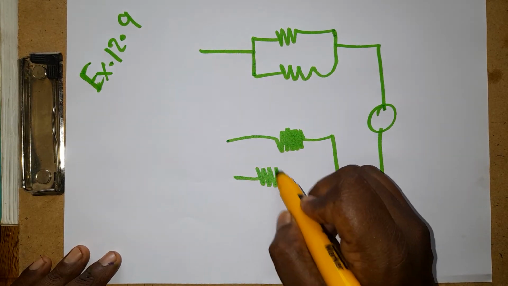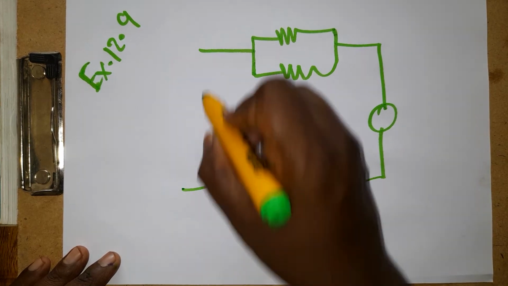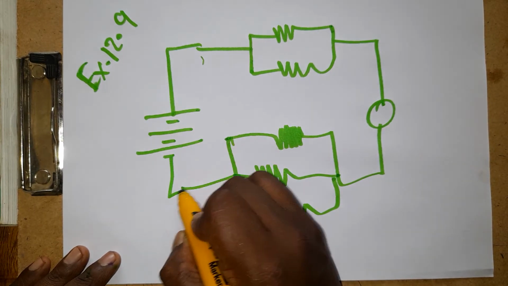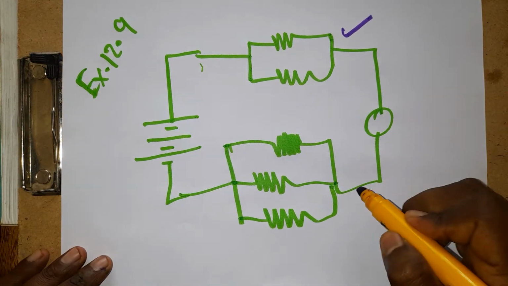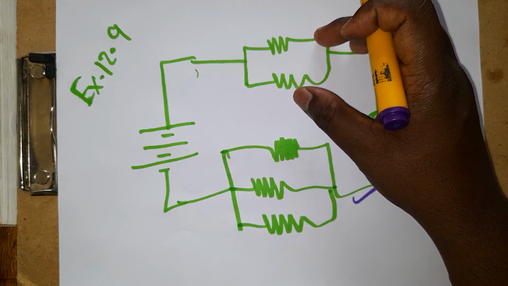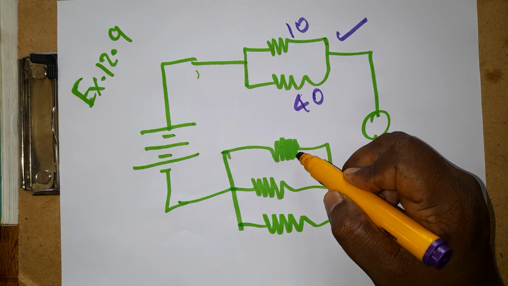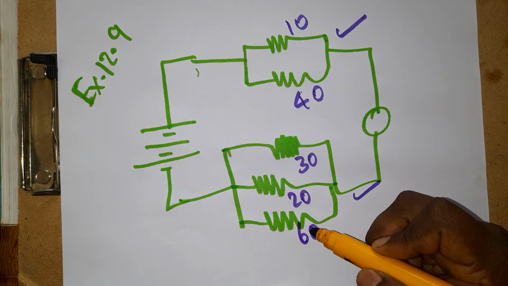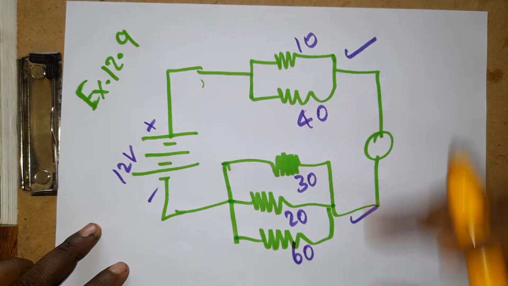Resistors 1, 2, 3. Now here they connected a voltmeter. What am I going to do now? I am going to find the solution for these 2, then for these 3. First we will find these 2. R1 is 10, R2 is 40. R3 is 30, R4 is 20, R5 is 60. Voltage is applied with a 12 volt battery, plus and minus. First we will solve this one.